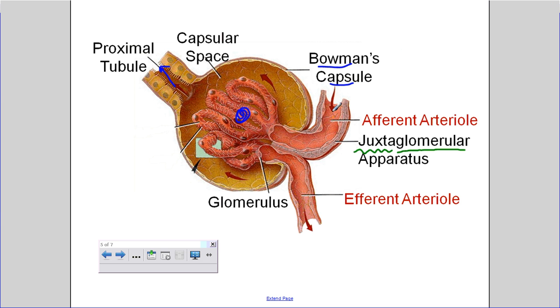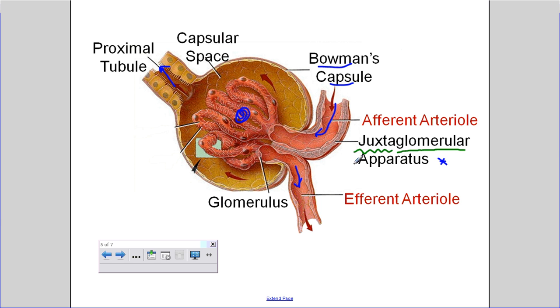Now, the arrows are indicating the direction of blood flow. So because the arrows are telling us, this would be the afferent arteriole, carries it into the glomerulus, and this would be the efferent arteriole. So the only new thing really here is this part, okay?